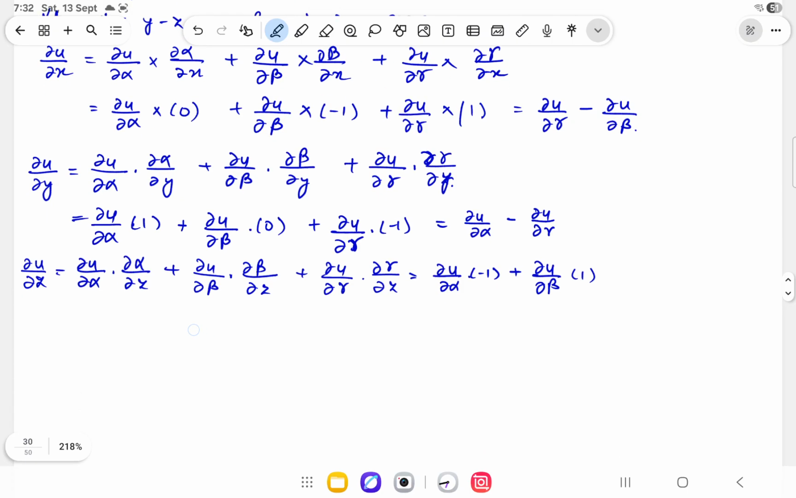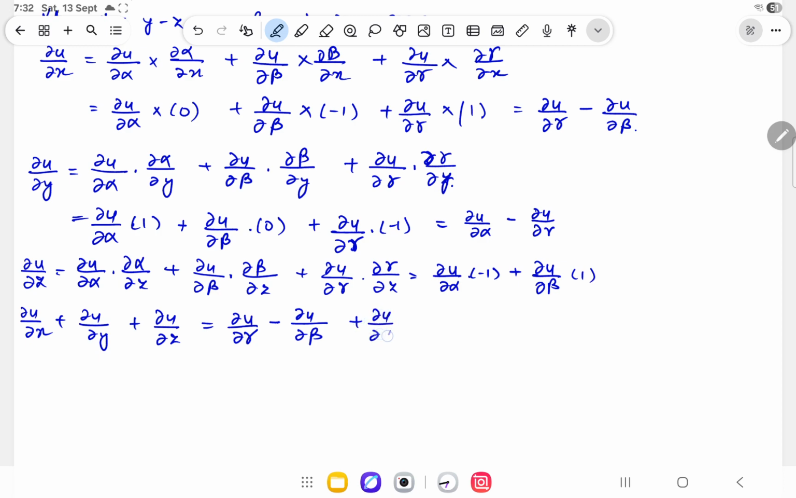We are further supposed to find the sum of these. So del u by del x plus del u by del y plus del u by del z will be equal to del u by del gamma minus del u by del beta plus del u by del alpha minus del u by del gamma minus del u by del alpha plus del u by del beta. So this term balances out this one, likewise this balances out this one, and this one balances out this one. So the sum is equal to 0. So let's move on to the next question.